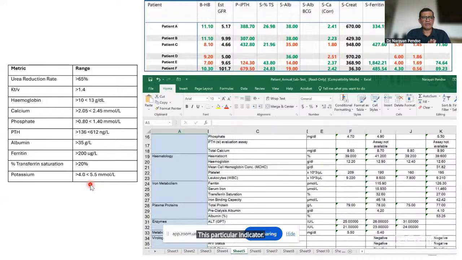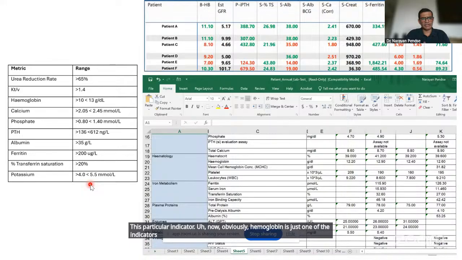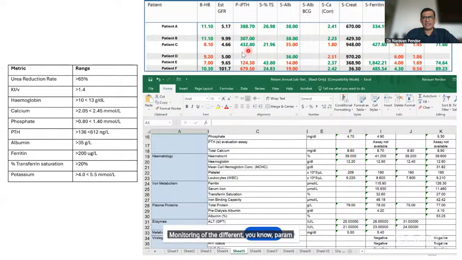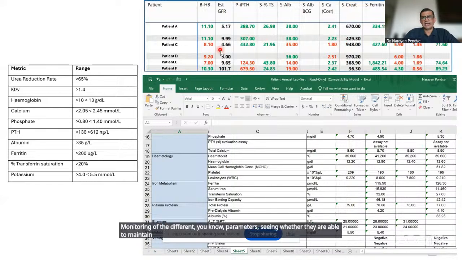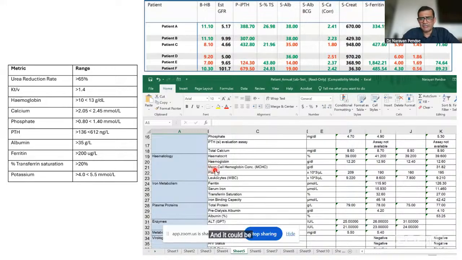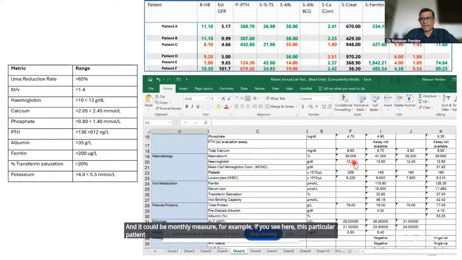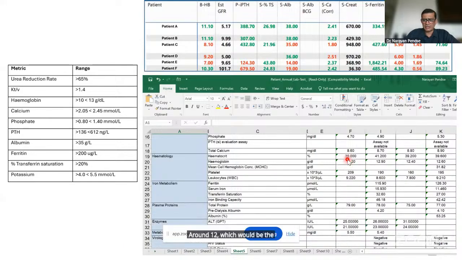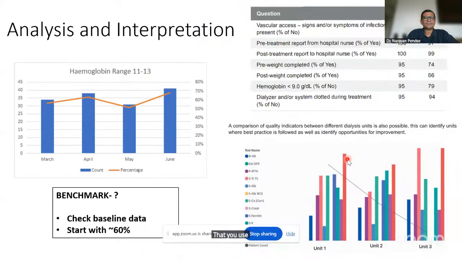Now, obviously, hemoglobin is just one of the indicators. Dialysis would have others also, and it's a good idea to have patient-wise monitoring of the different parameters, seeing whether they are able to maintain, let's say, the target hemoglobin level or not. And it could be a monthly measure. For example, if you see here, this particular patient has been able to maintain his hemoglobin around 12, which would be the expected range, depending, of course, on the guideline that you use.